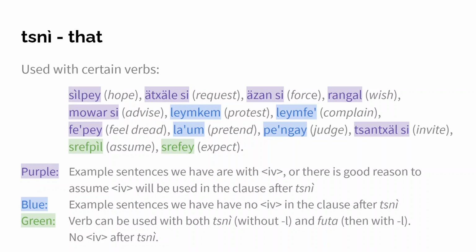You can use them as transitive verbs with alunta, and then you would use futa for that. Or you can use them intransitively with tsnì. In that case, there's no eve after tsnì, at least in the example sentence we have so far. If you are pretty new, then probably this sounds very abstract to you and you're wondering what I'm talking about. So let's just look at some example sentences.